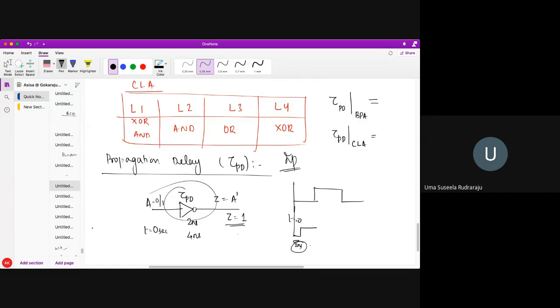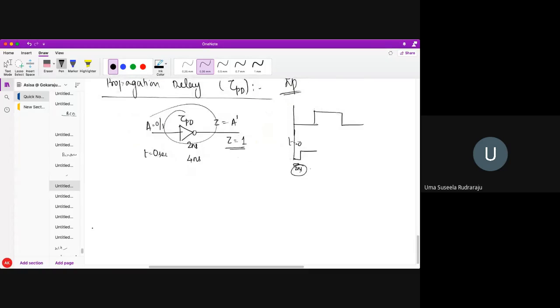Sorry, I made it wrong. After what time am I getting my output for that particular input? It's called propagation delay. Do you all understand? Now similarly, we can always remember propagation delays are produced from the gates. So how many gates are required for my CLA? For level 1, I require XOR and AND. For level 2, I need AND gates. For level 3, I need OR gates. For level 4, I need XOR gates.